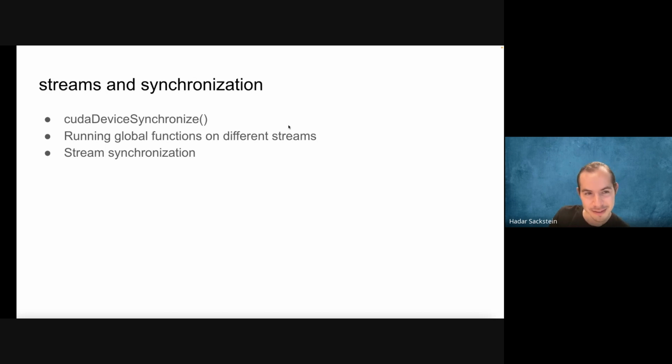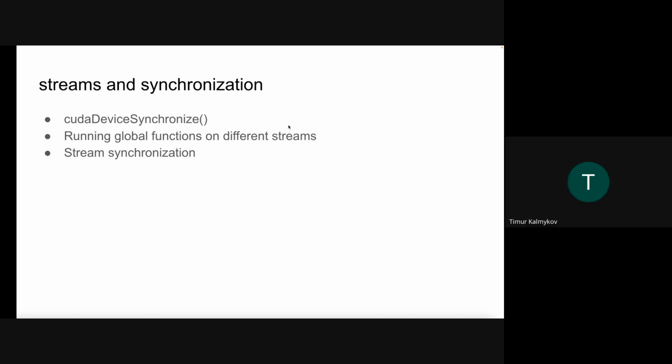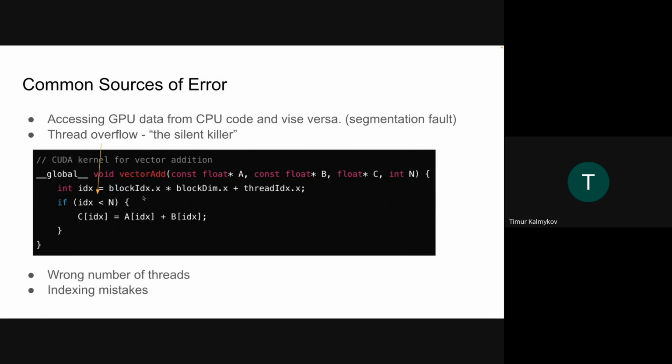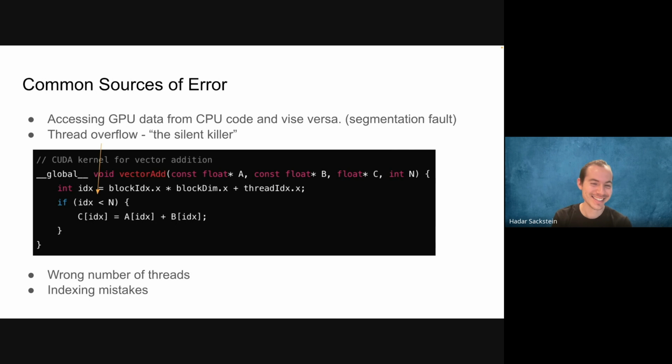Another common source of error is that it's very complicated to get the correct indexing. So usually the errors are concerning indexing or just having too few threads or too many threads. I'm sorry, are you still on the slide streams and synchronization, or are you on the next slide? Oh yeah. Great. I see. This is a really strange error. Yes. So this is the common sources of error.